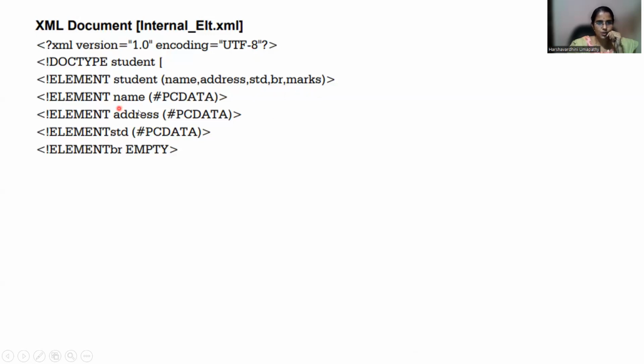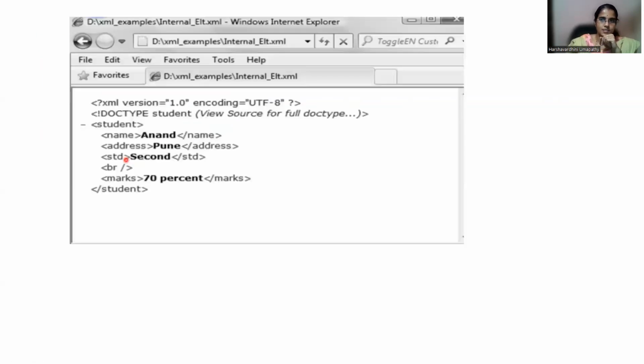So the element name and all we are giving as PCDATA, element address in PCDATA, and the standard in PCDATA, and element break is empty. And this is the output. So you will get the student name, address, standard, and after a break statement you will get marks.